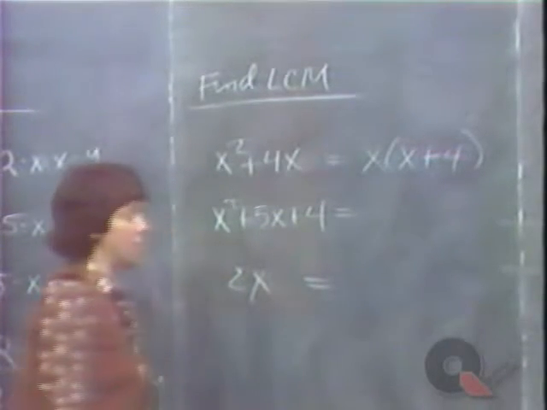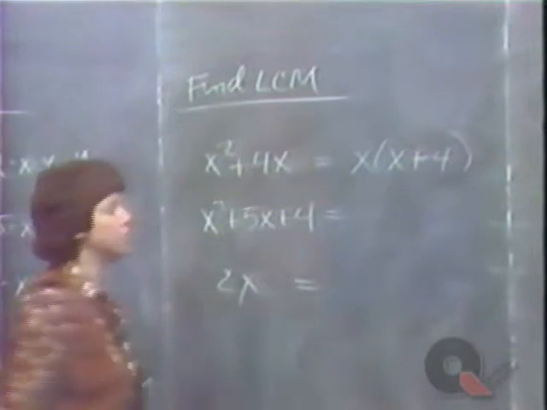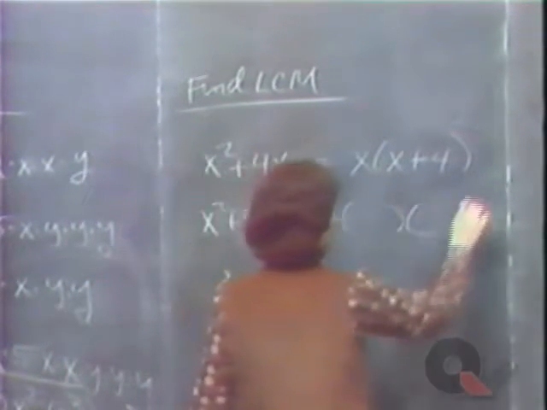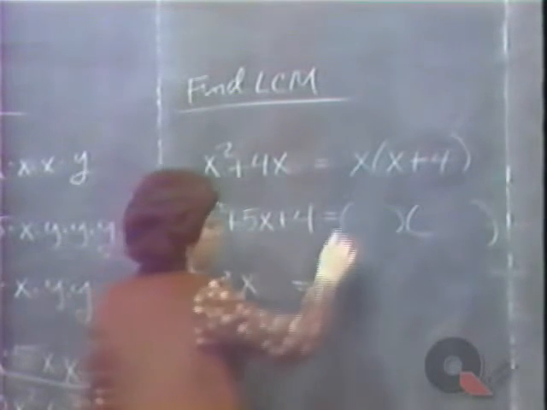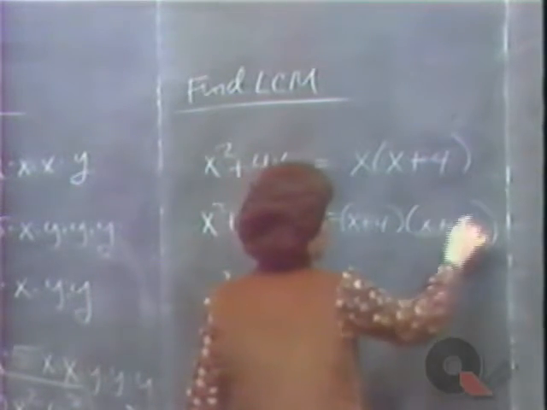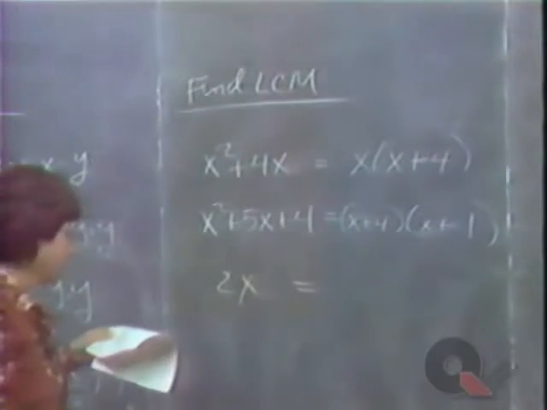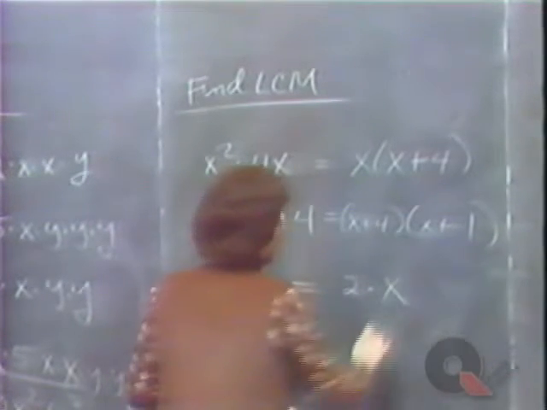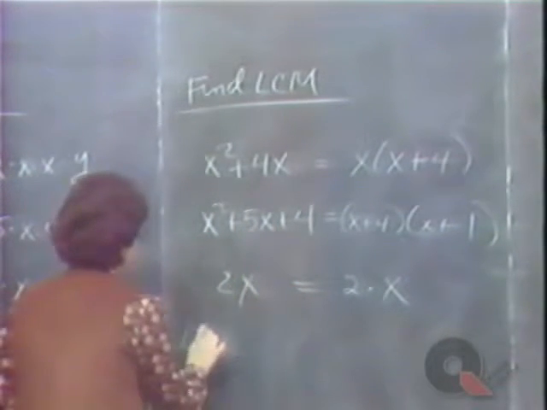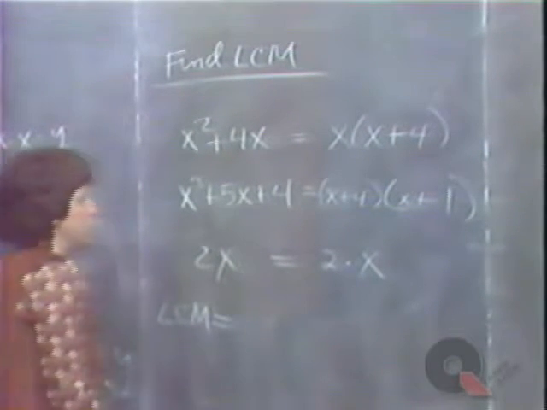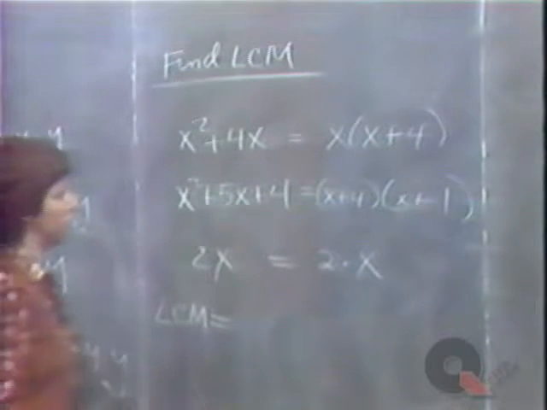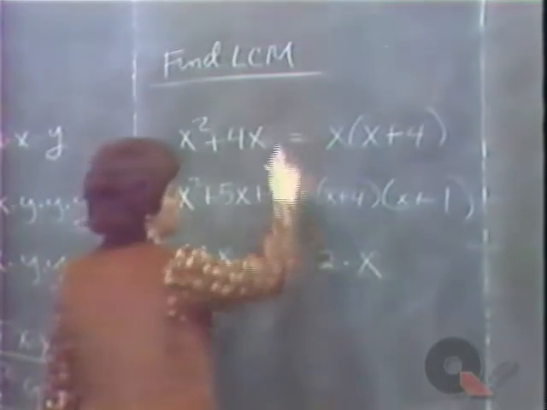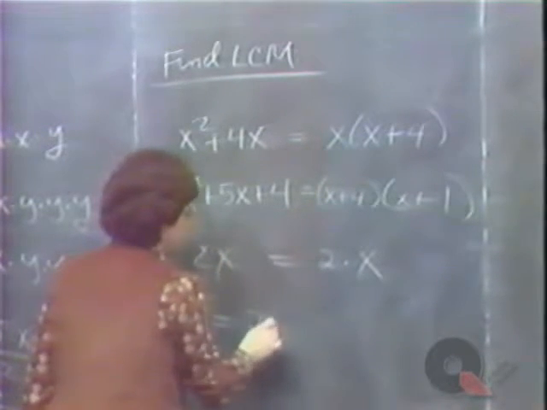X squared plus 5x plus 4, however, has no common factor, but we can use our rules for factoring a trinomial with lead coefficient 1. That is, we're looking for 2 numbers which multiply to plus 4 and add to plus 5. That's plus 4 and plus 1 here. X plus 4 times x plus 1. And finally, 2x is just 2 times x. That's already factored. To get the LCM, take each factor the greatest number of times it appears in any one of these expressions. The only number here is 2. No times, 1 time, so we'll take it.